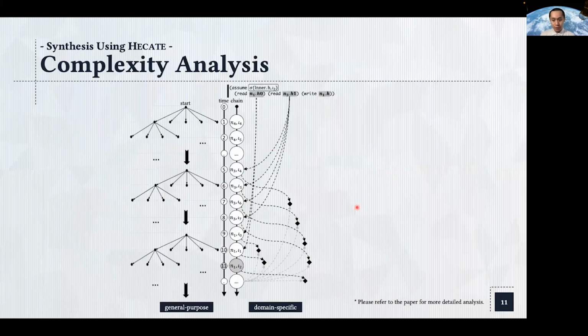So now we can have a qualitative understanding of the complexity of the general purpose and domain-specific symbolic compilations. As what we have analyzed in previous slides, in general purpose symbolic compilation, a faithful interpretation will create dependencies across time steps, which will result in exponential blowup of symbolic states. While on the right-hand side for the domain-specific symbolic compilation, after getting rid of the time variables, the constraint system becomes more concise and will no longer grow even when the size of the tree grows.